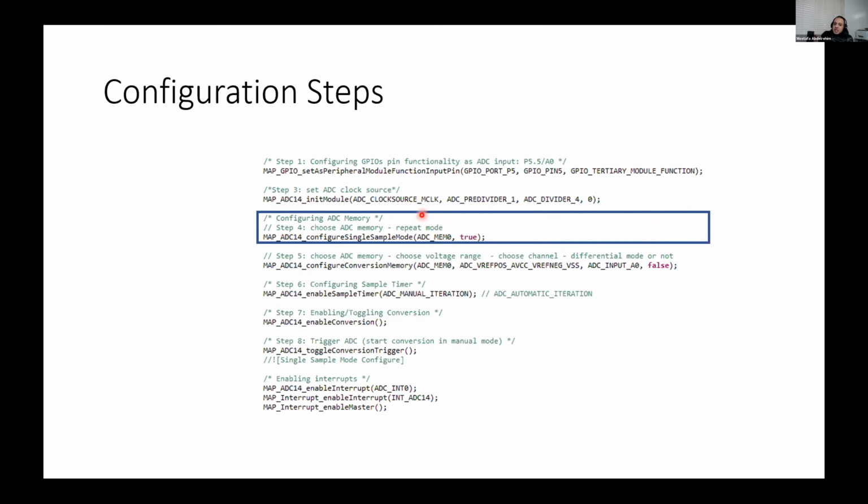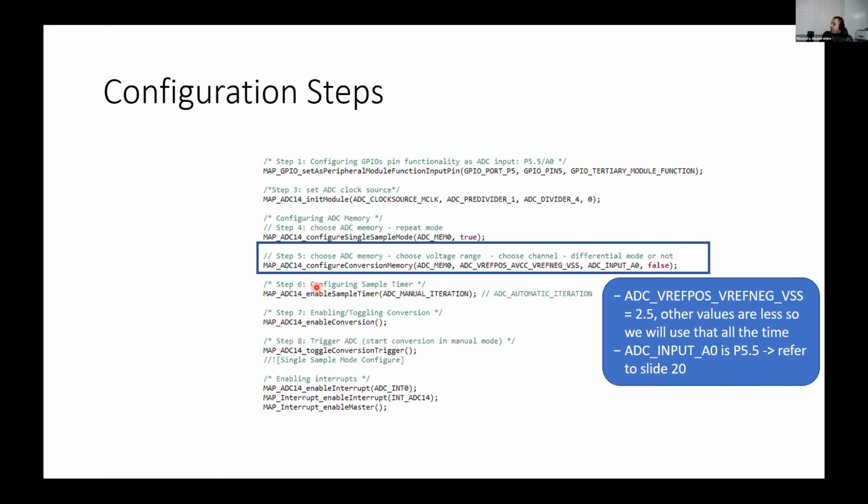Okay, basically you can make the conversion automatic. So whenever the ADC module samples one signal and converts it, after it finishes the conversion, it can go back to the input pin and read another sample and so on automatically. If it's manual, then you configure here false, which means don't repeat. The user must trigger the conversion by himself, and we will see both examples.